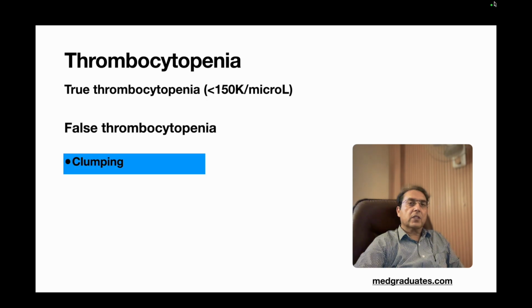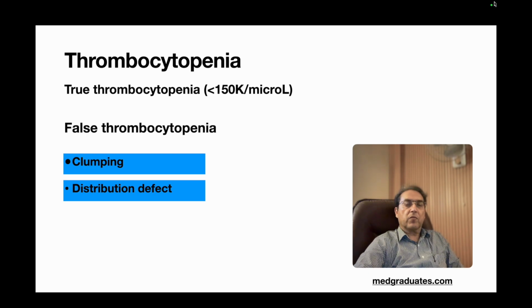For example, if there is clumping during preparation of the slide, if the platelets clump, that may give a picture of thrombocytopenia, but it's not a true reflection of the platelet count. Then you've got distribution effect. A large number of platelets are stored in the spleen. In conditions in which the spleen enlarges, a large number of platelets may be stored in the spleen, giving a false value of a low platelet count in the peripheral film.